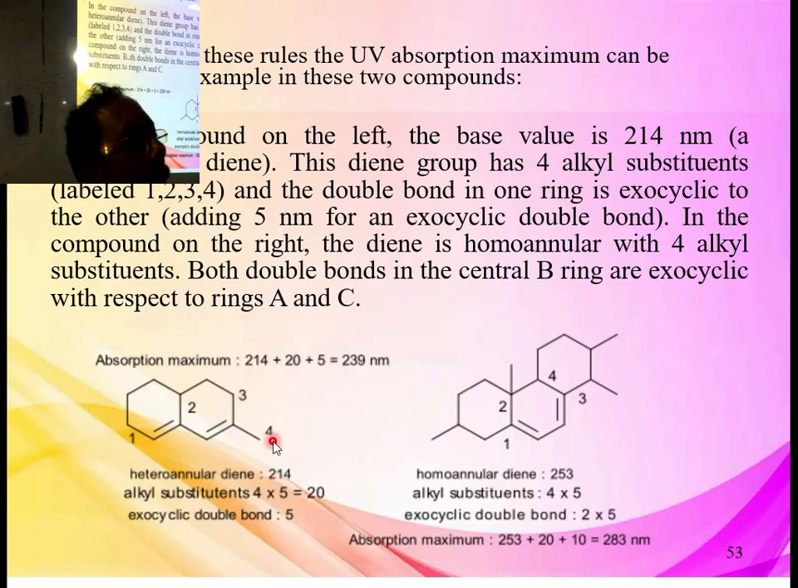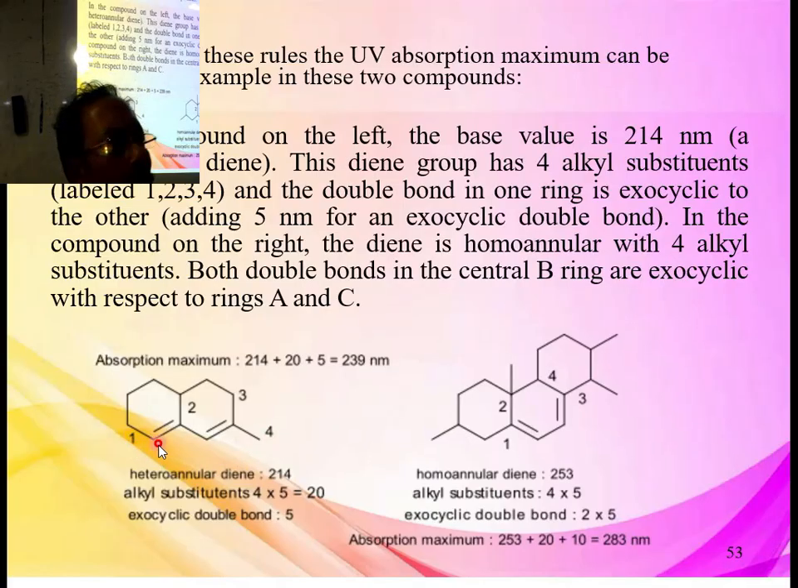Base value means it is called a thumb rule. It happens to be true; there is no scientific explanation behind it. It is found that if you have this type of ring, you always get a peak at around 214. Without any other substitution, if you take only the heteroannular diene, it gives a peak around 214. That's why it is called a thumb rule. There is no real reason behind it, but it is found, and that is called the base value.